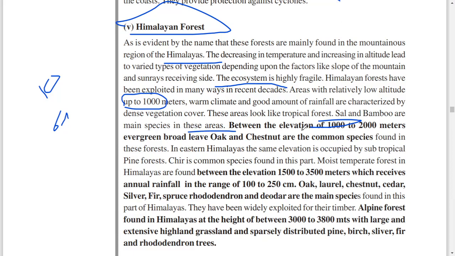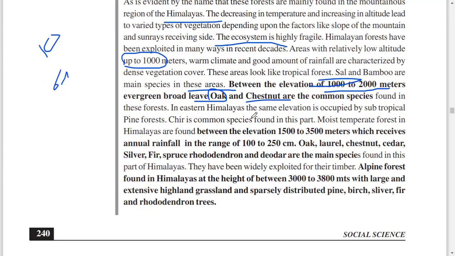Between the elevation of 1000 to 2000 meters, evergreen broadleaf oak and chestnut are the common species found in these forests. In the eastern Himalayas, the same elevation is occupied by subtropical pine forests. Cedar is a common species found in this part.